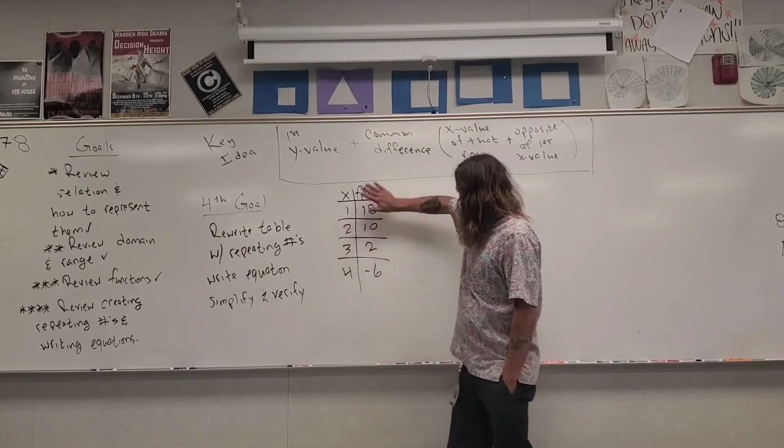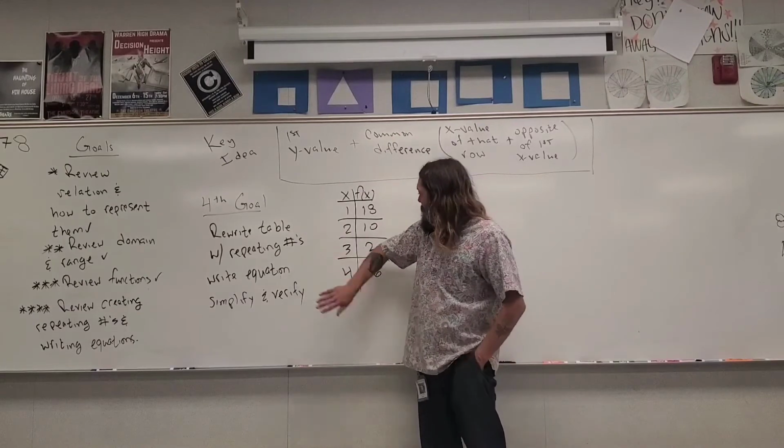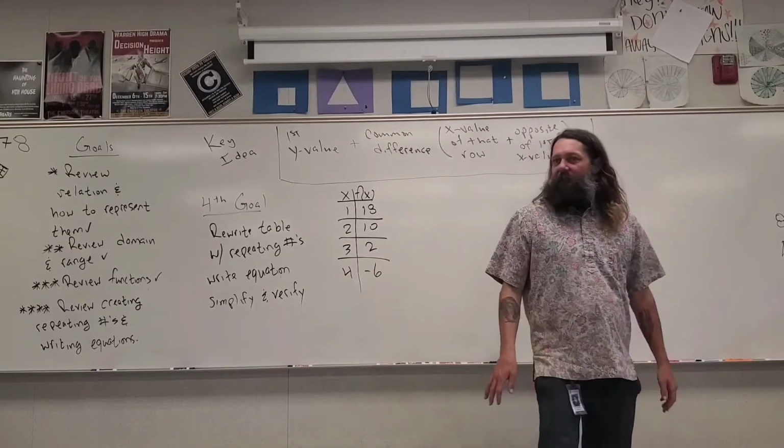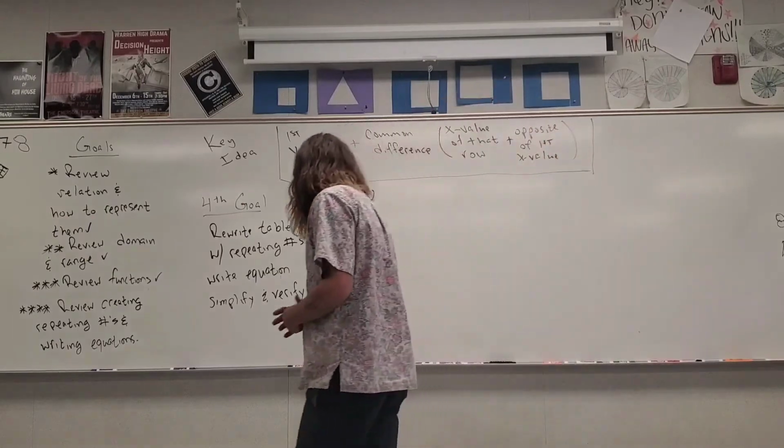So I'm going to rewrite this table with repeating numbers. I'm going to write an equation that represents the table. I'm going to simplify it, I'm going to verify it. So let's just go ahead and jump right in.